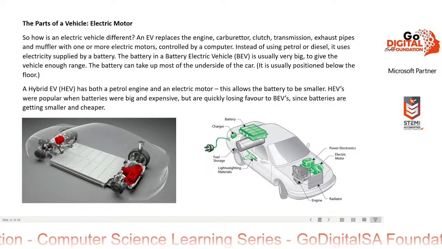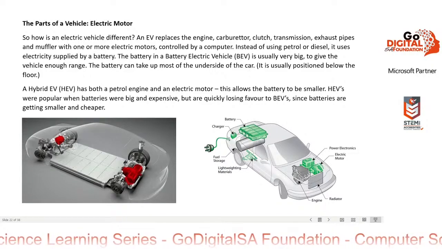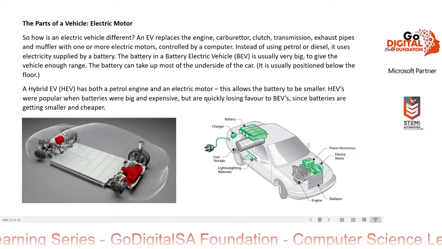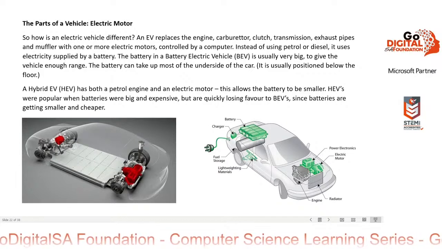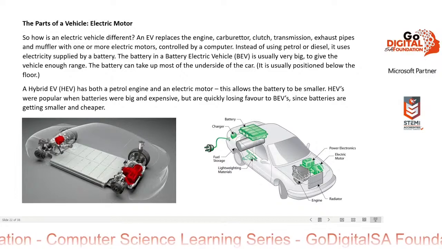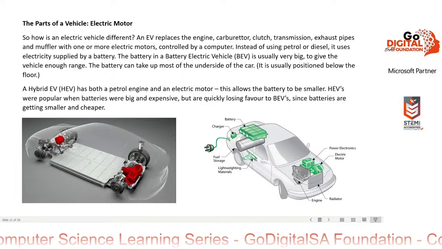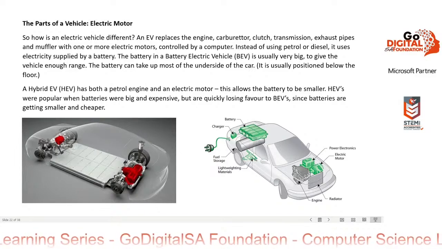Let's take a look at the electric motor. So how is an electric vehicle different? An EV replaces the engine, carburetor, clutch, transmission, exhaust pipes, and muffler with one or more electric motors controlled by a computer. Instead of using petrol or diesel, it uses electricity supplied by a battery.